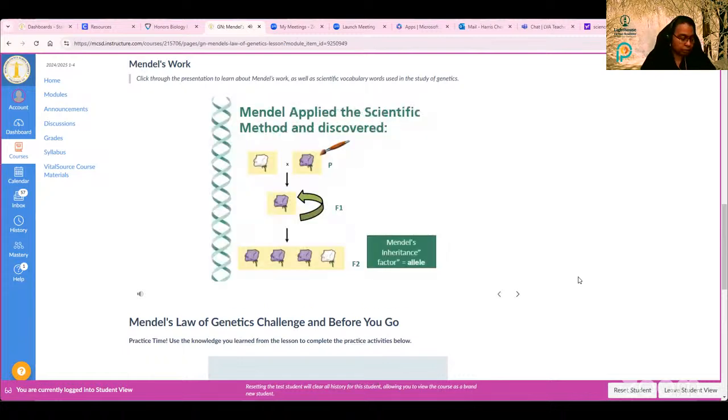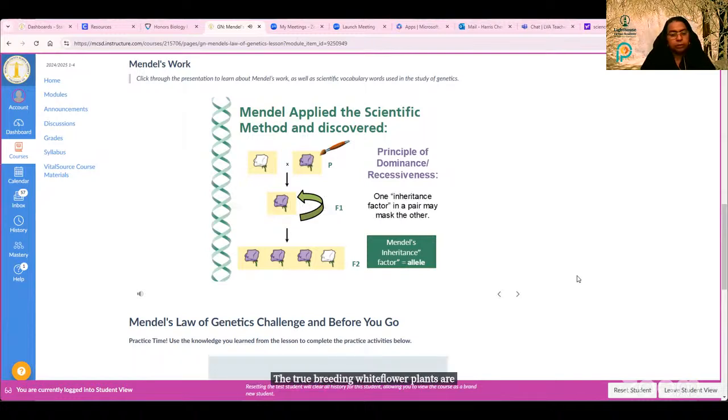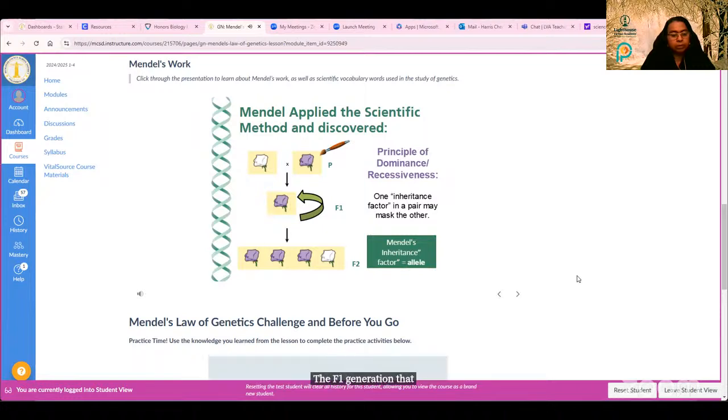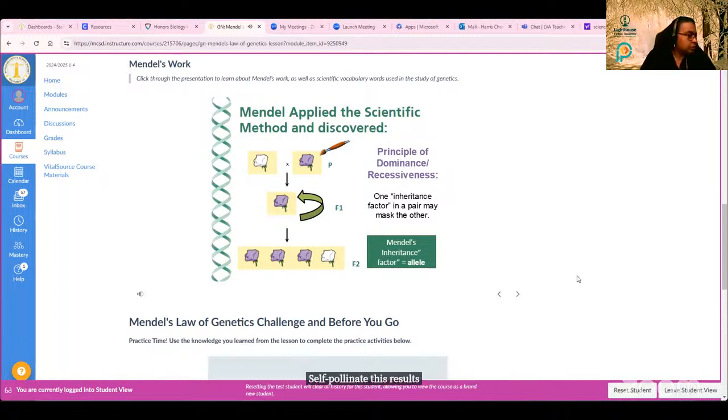Let's take a closer look at this same experiment. In the P1 generation, Mendel uses his paintbrush to control pollination. The true-breeding white-flowered plants are bred with the true-breeding purple-flowered plants. The F1 generation that results from Mendel's cross all have purple flowers. Then Mendel allowed the F1 generation plants to do something they would normally do, self-pollinate. This results in the F2 generation at the bottom of the picture.